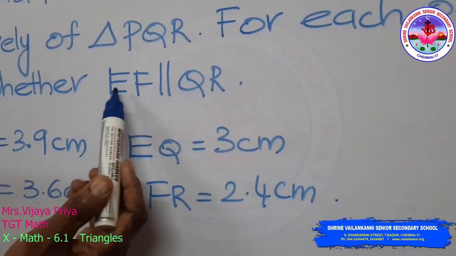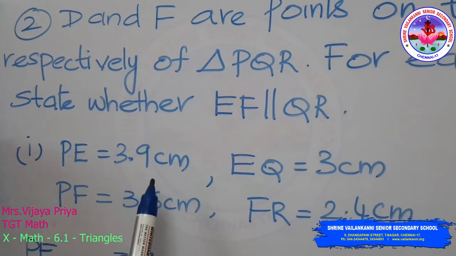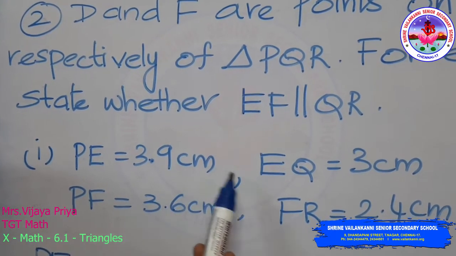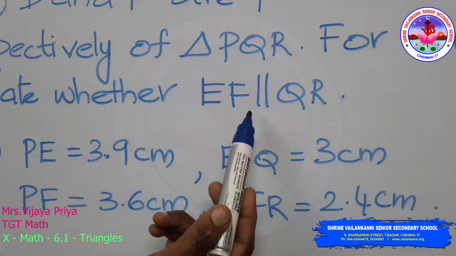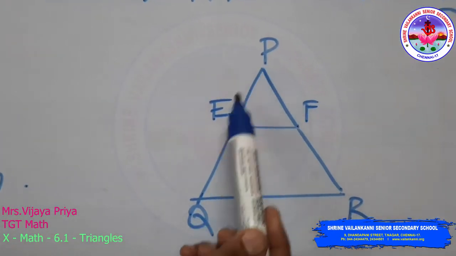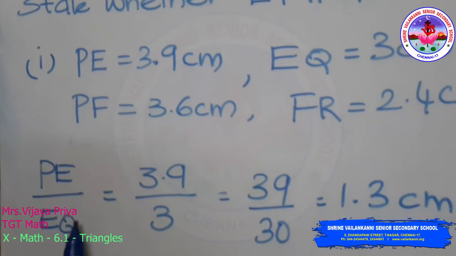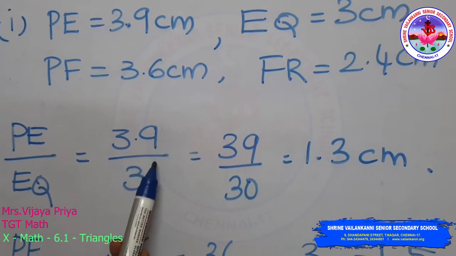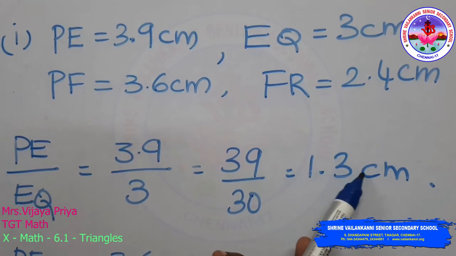Since we need to find out whether EF is parallel to QR, we are going to use the converse of basic proportionality theorem. In the converse of the basic proportionality theorem, we need to show that the sides are in the same ratios. If the sides are in the same ratio, automatically the EF line will be parallel to QR. Now coming to this triangle, we need to see first the PE by EQ ratio. PE by EQ is equal to, PE value is 3.9, EQ will be 3. Multiplying and dividing by 10 here, we will get 39 by 30, which is equal to 1.3.